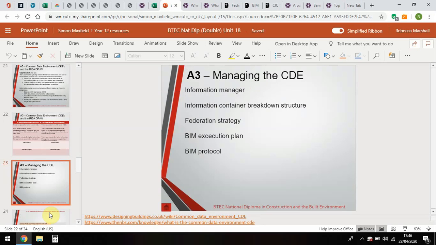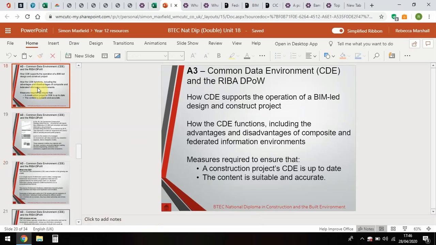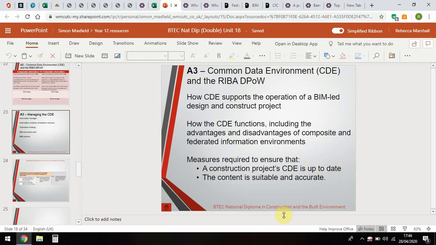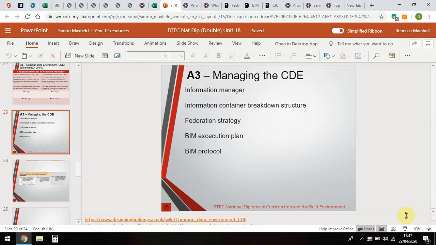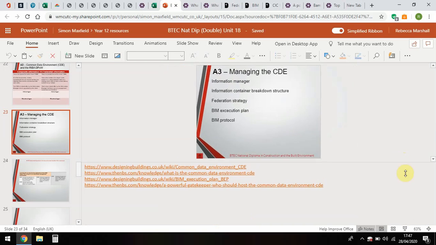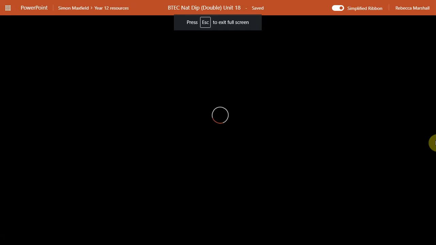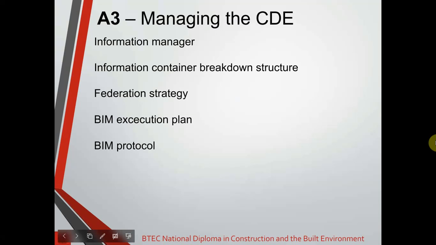Okay, so the last bit that you need to know before we get onto the assignment is about managing the CDE. So if we just quickly jump to this page here where it's talking about it, it wants you to know measures required to ensure that a construction project CDE is up to date and that the content is suitable and accurate. Okay, so if we go down to here, there are all different ways of managing the CDE, and same as before, I've put a bunch of links underneath that I'm going to want you to go and have a look at. Okay, so in terms of managing the CDE, we've already spoken about the fact that the client has to appoint an information manager.